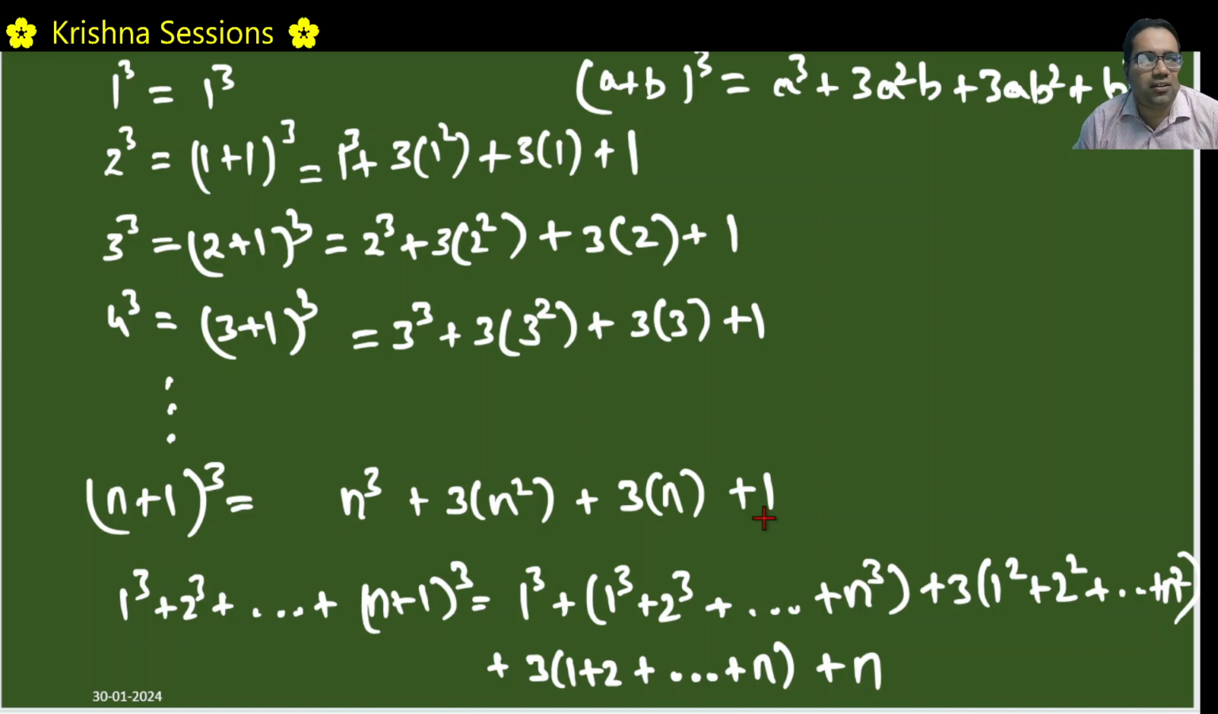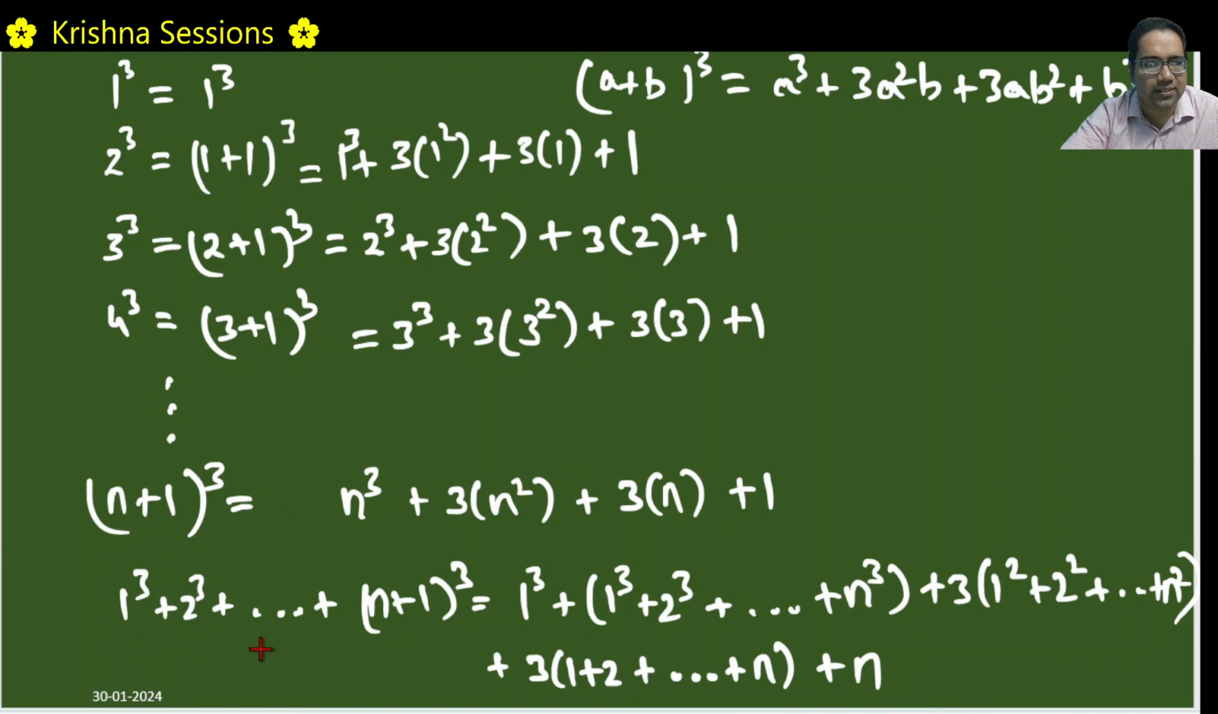But what do we do with all these cubes? The genius who derived this proof did it with a purpose: to extract these squares. Let us see what he does. He just adds all the left hand sides: 1 cube plus 2 cube plus 3 cube plus 4 cube up to n plus 1 cube.